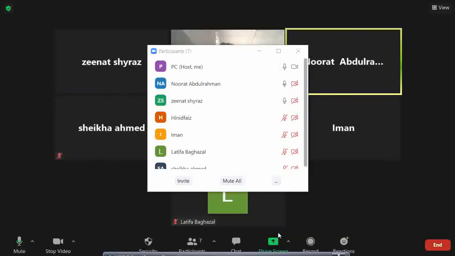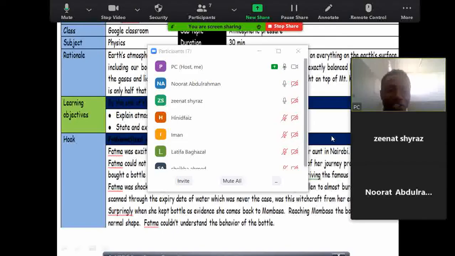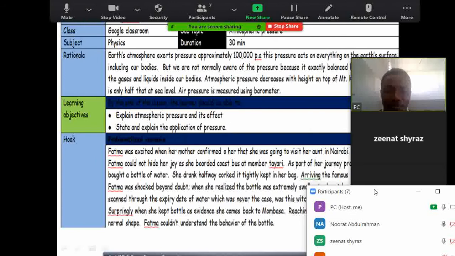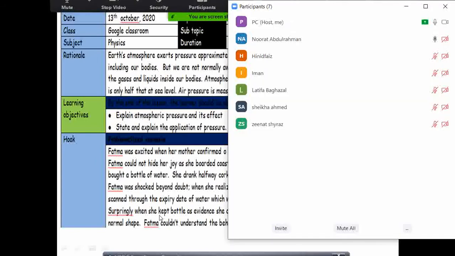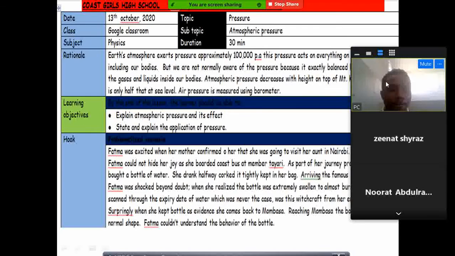Her mind scanned through the expiry date of the water, which was never the case. Was this witchcraft from her enemies? Surprisingly, when she kept the bottle as evidence and came back to Mombasa, reaching Mombasa, the bottle went back to normal shape. Fatma could not understand the behavior of the bottle.